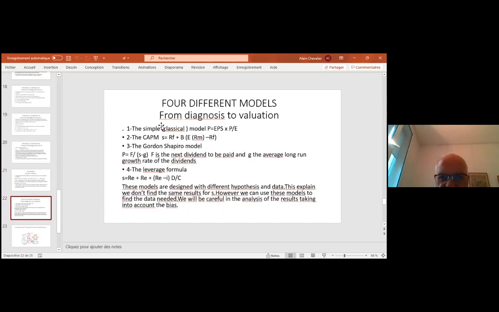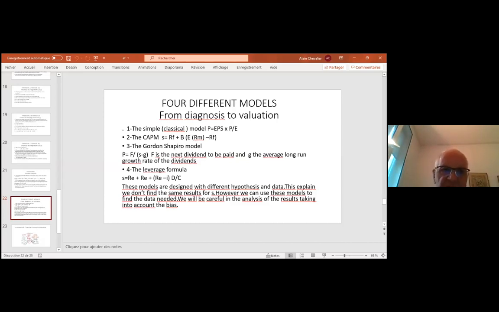Now, in fact, we have four models. This basic diagnosis here: you have four different formulas, which can be used together. You have a simple classical model we have been through. P is equal to the earnings per share multiplied by PE. If you want to calculate the value of the company, multiplied by the number of shares, of course.